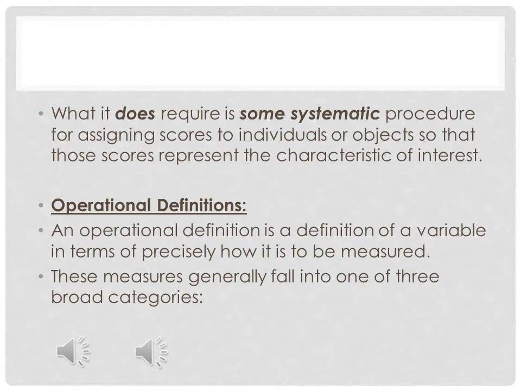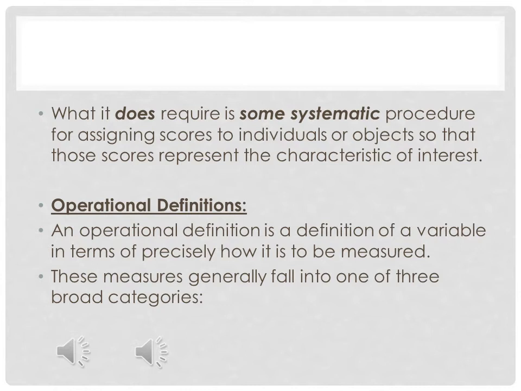And when moving into some of the operational definition, that means it will give a detailed outline or idea related to the variable that we are going for. So an operational definition is a definition of a variable in terms of precisely how it is to be measured.